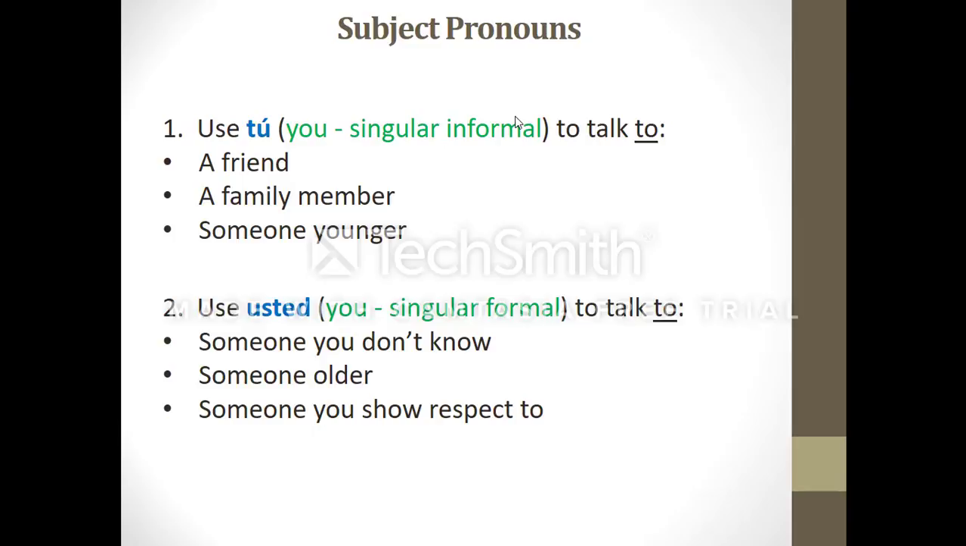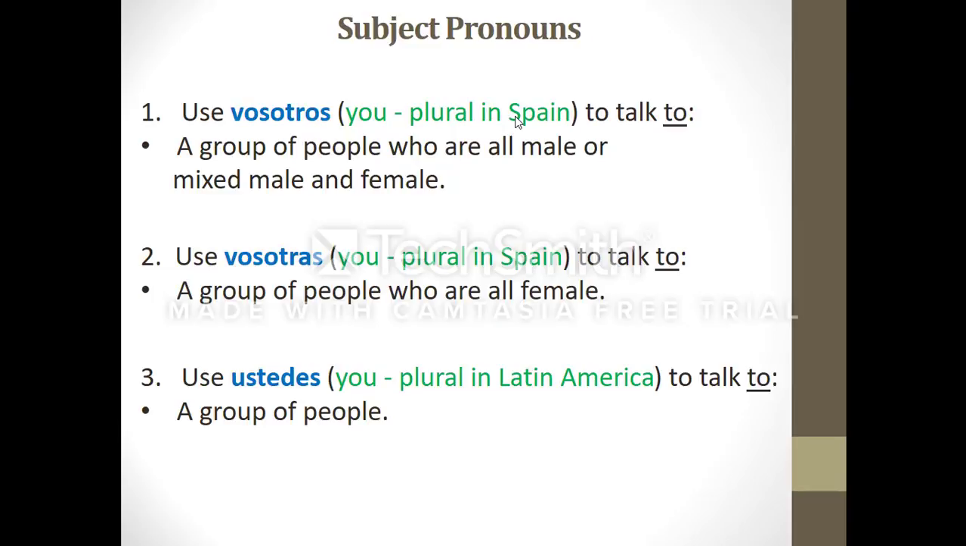Okay, so you would use the subject pronoun tú if you want to say you, and you're talking to someone who is just one person and you're informal with. So talking to a friend, a family member, someone younger. Okay. Use usted when you want to talk to a person you need to be formal with. Someone you don't know, someone older, someone you show respect to. Okay, and here are the other 3 for the note guide. We have vosotros, vosotras, and ustedes. Go ahead and write those 3 down.